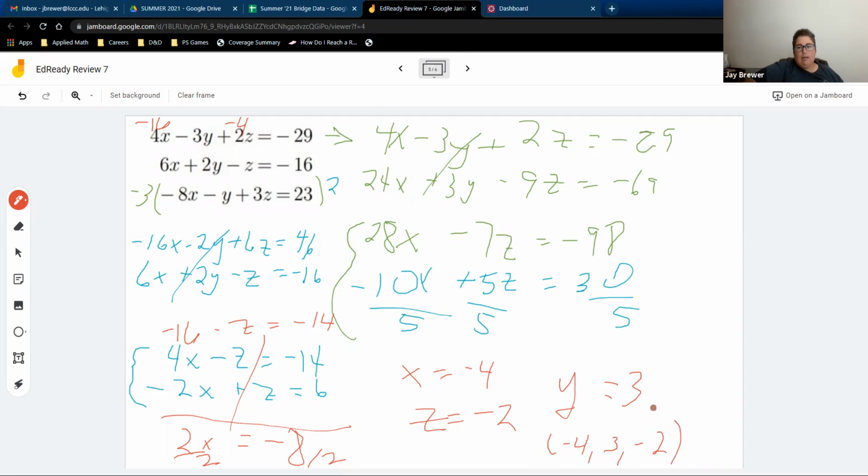You want it to go in alphabetical order. Oops. So negative 4, 3, and negative 2. Very good. All right, so that is system of equations.